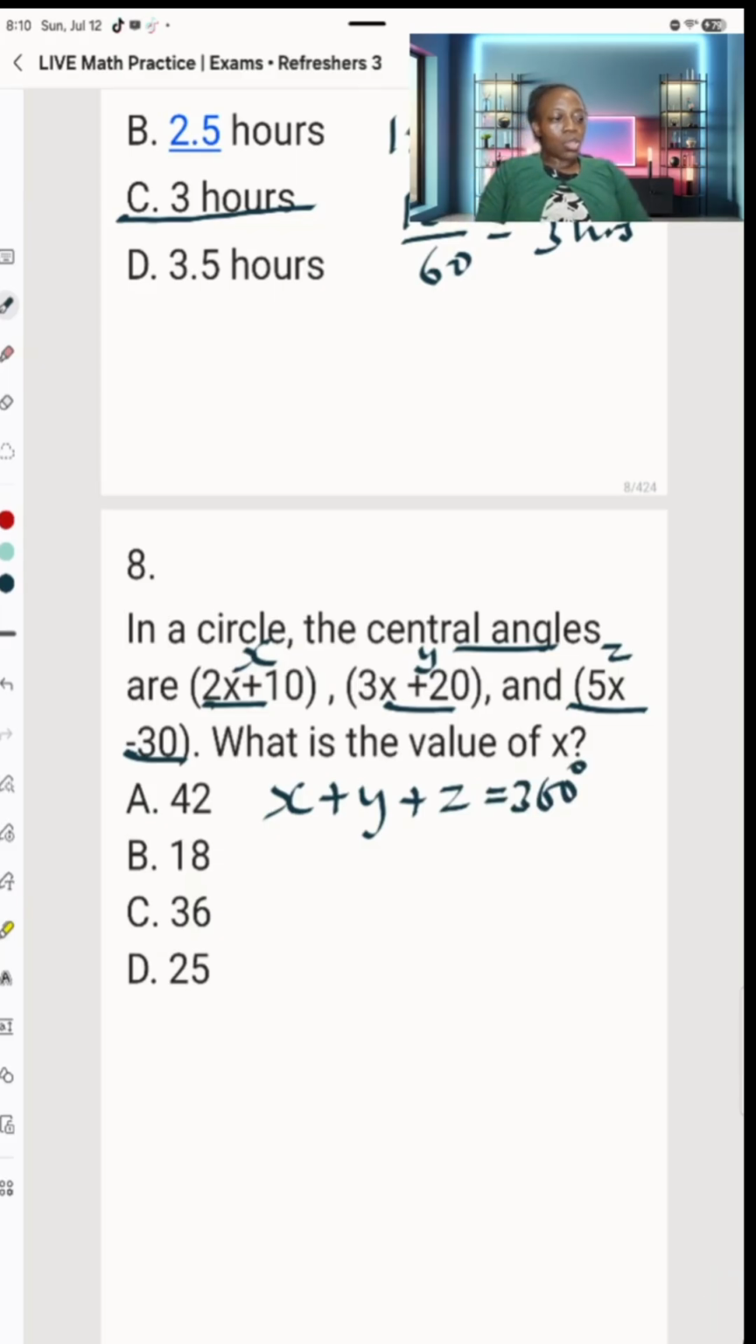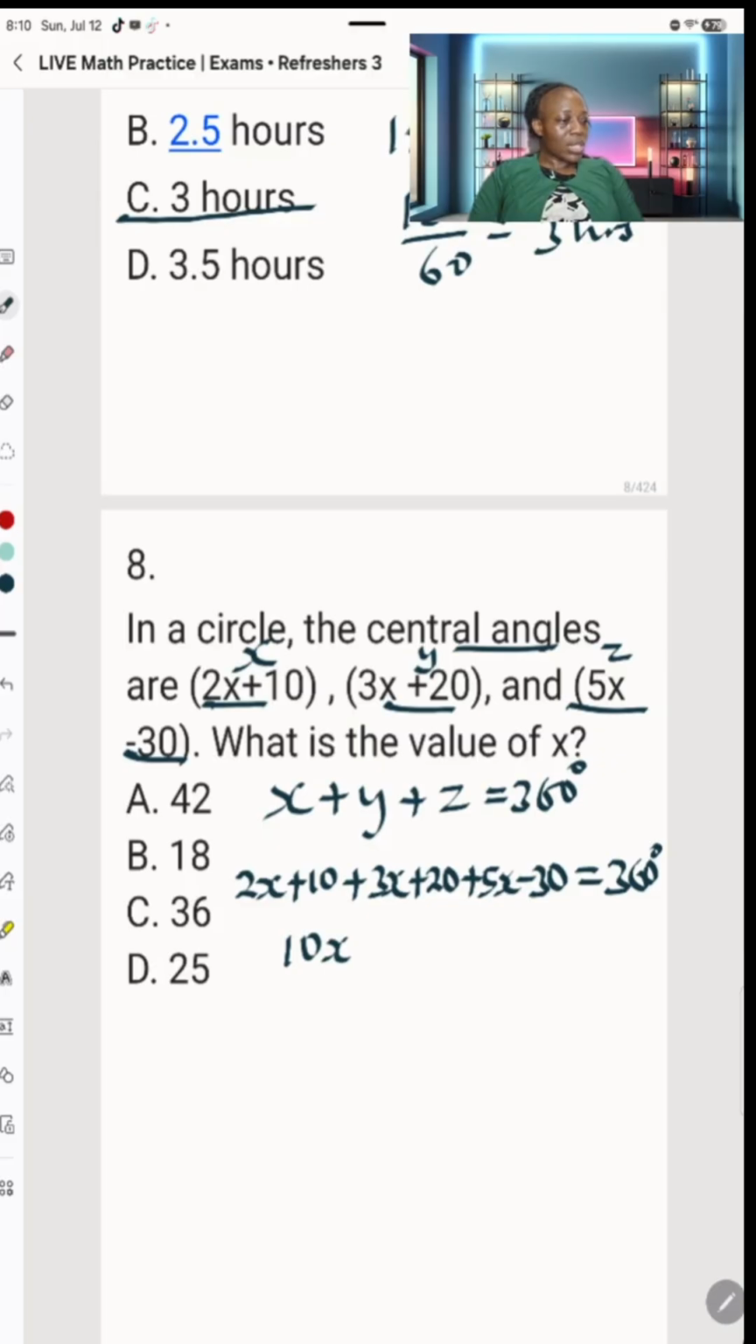So that will now make us have 2x plus 10 plus 3x plus 20 plus 5x minus 30 is 360 degrees. The question asks us to find x. Let's combine the like terms, those with x and those without x. Take them together: 2x, 3x, 5x, that will be 10x. Then plus 10 plus 20 minus 30, that will be 0. Equal to 360 degrees.